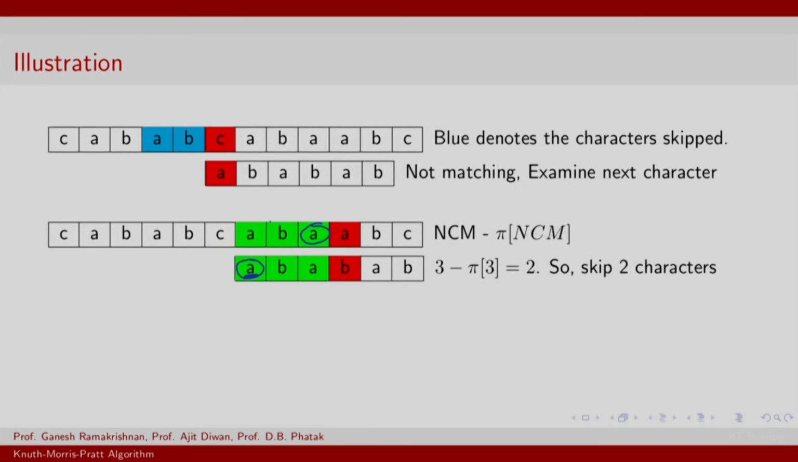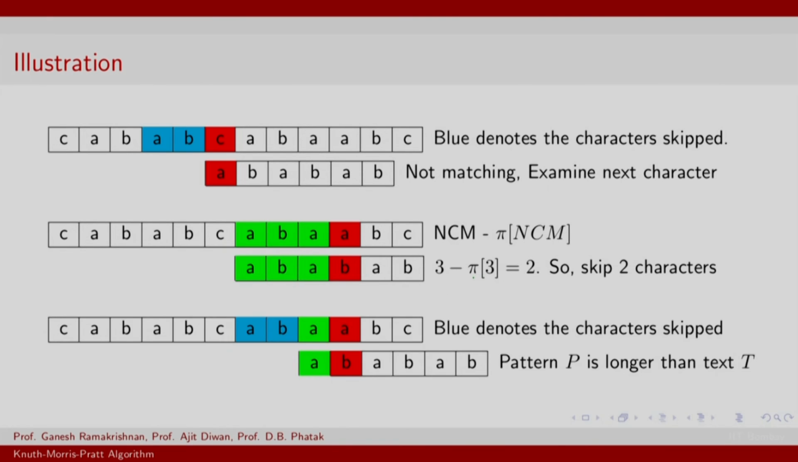And what does that mean? It means skipping 3 minus pi 3, which is 1, which is 2 characters. So skip these 2 characters. So you can see that a lot of unnecessary matching has been avoided simply by making use of the pi.